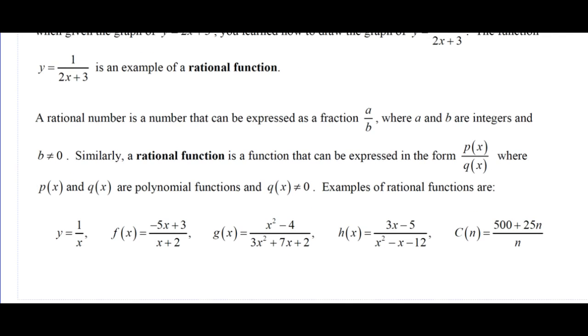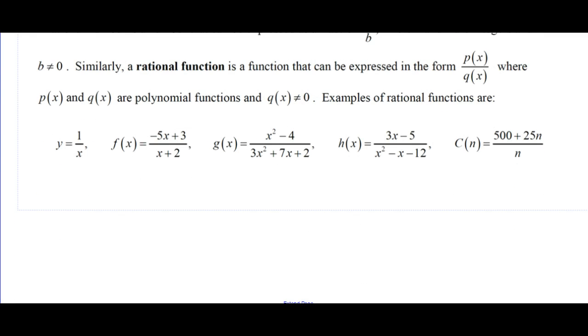So a rational number is a number that can be expressed as a fraction a over b, where a and b are both integers and b is not 0. A rational function is a function that can be expressed in the form p of x over q of x, where p and q are both polynomial functions, and q of x is not 0. You can't divide by 0.